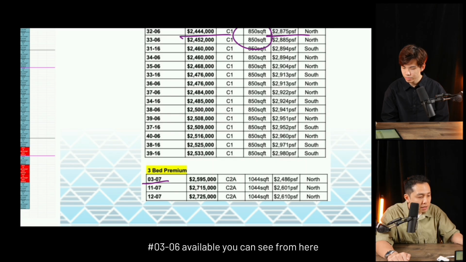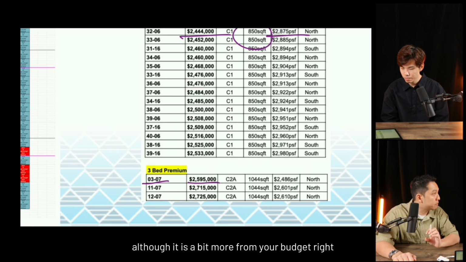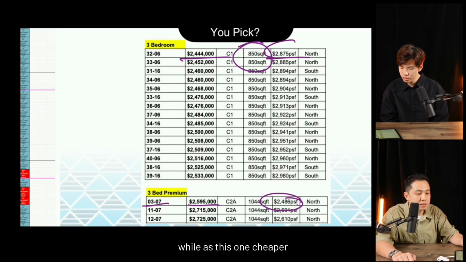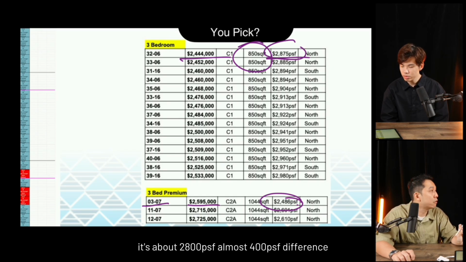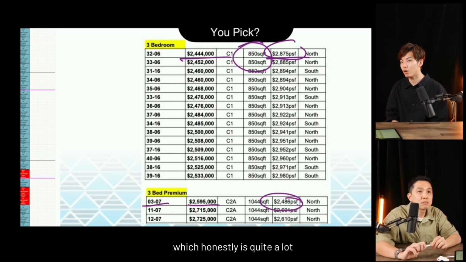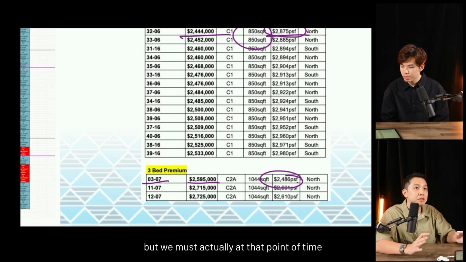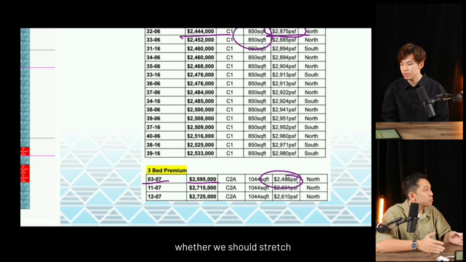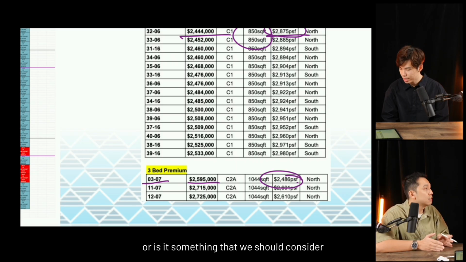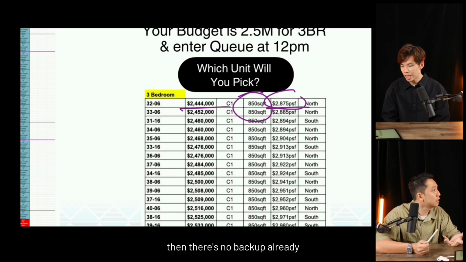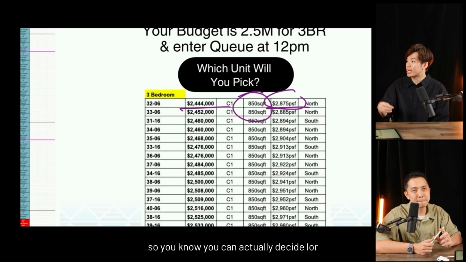You can see from here, although it is a bit more than your budget, the per square foot is 2004 plus, while this cheapest one is about 2008. Almost 400 PSF difference, which honestly is quite a lot. I never said you should buy the 0307, but at that point of time we must discuss whether you should stretch or is it something that you should consider. Not just blindly go and buy the cheapest, because once you buy, there's no backup already. It's important to have at least the information so we can actually decide.